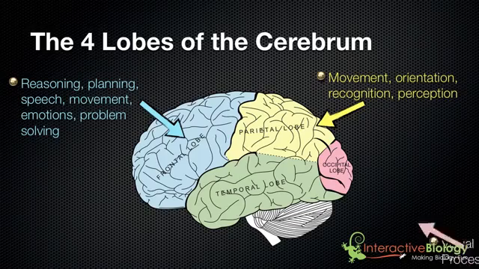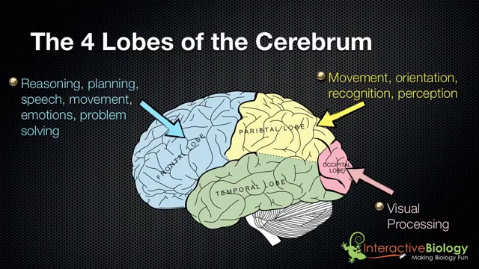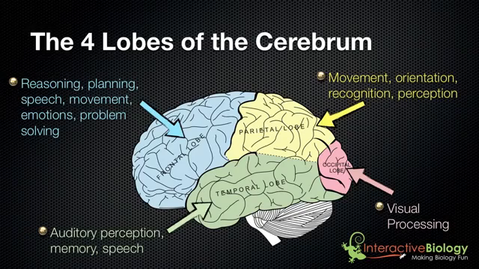The occipital lobe, which is involved in visual processing, and this is why sometimes if you get hit to the back of the head, you see stars and so on. That has to do with visual processing. And then we have the temporal lobe, which deals with auditory perception, memory, and speech.